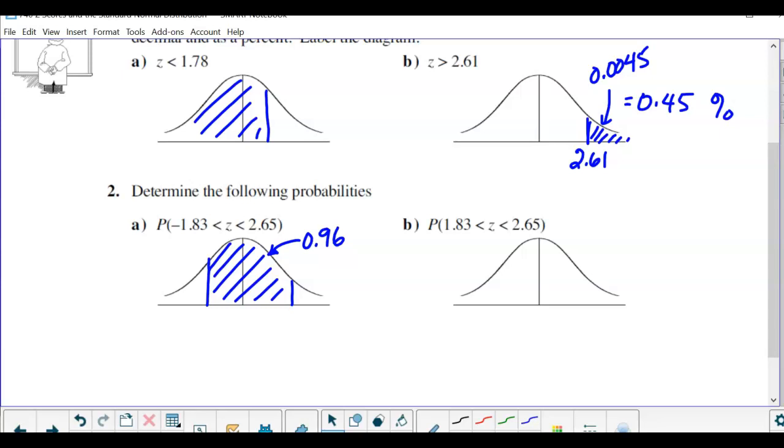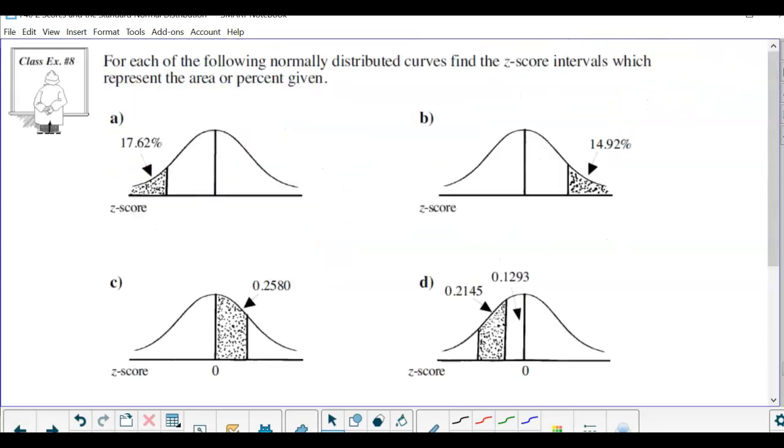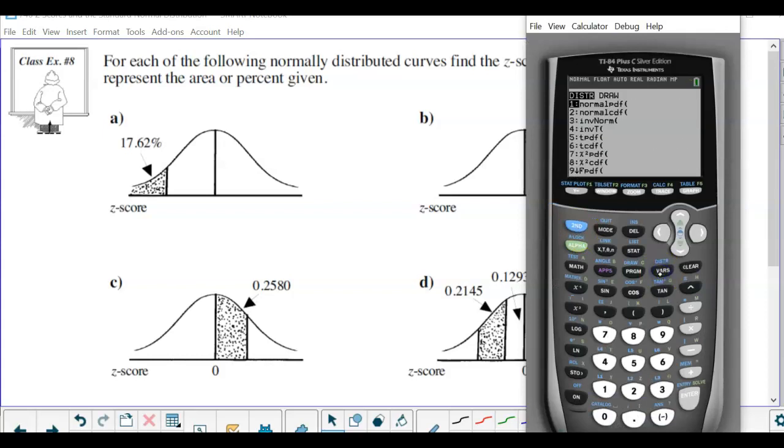Okay, and then the last question is doing the opposite. In the last question, the percentages are given to you, and you need to come up with a z-score. In the last ones, we were given the z-scores. Now we're doing the opposite, or the inverse. So get out your calculator, go to your distributions, and look underneath normal CDF.